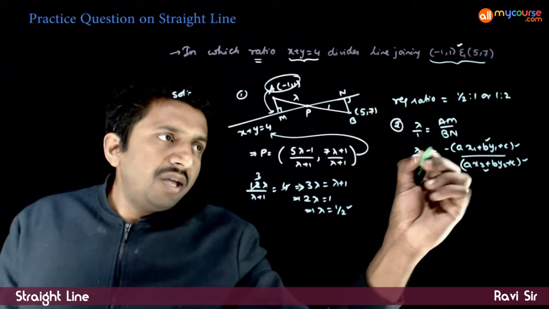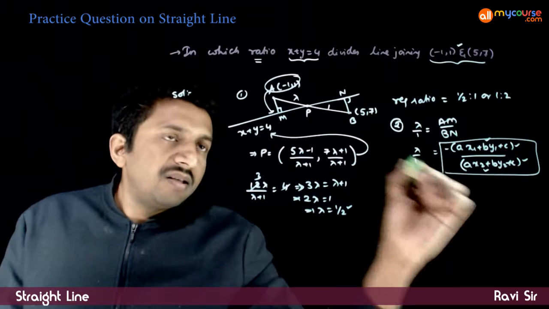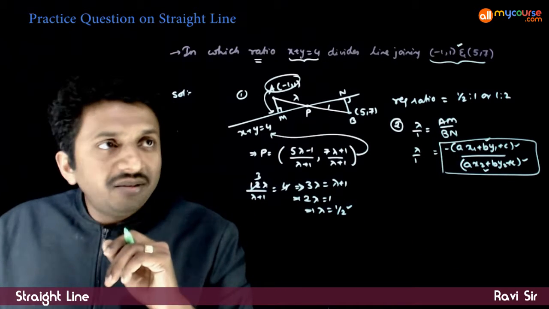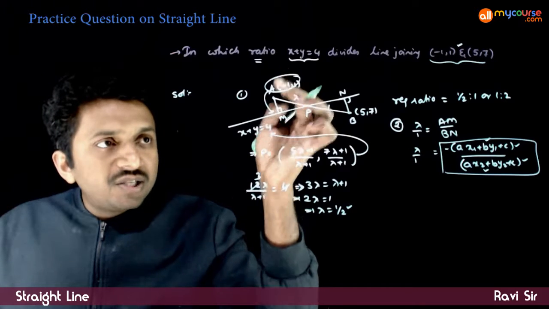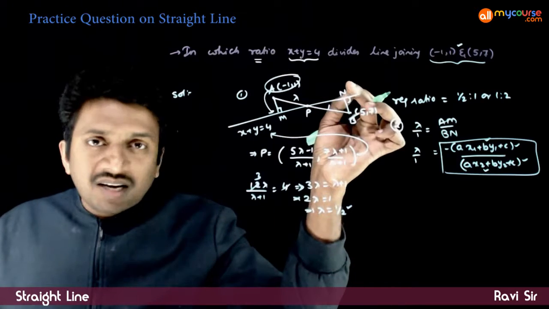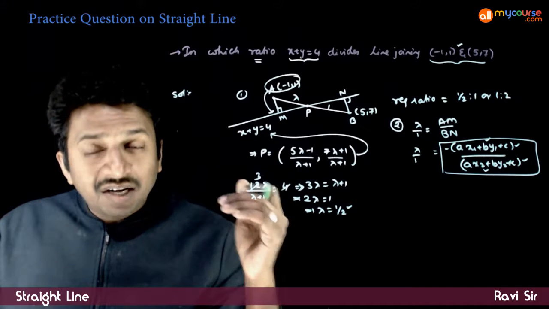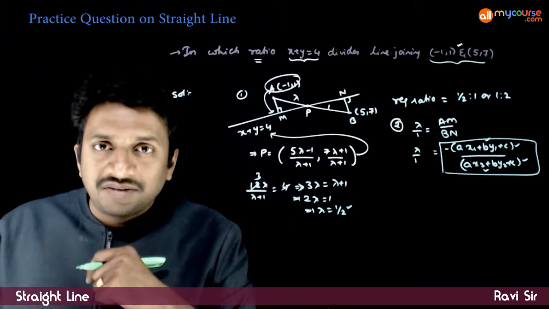So the ratio in which a line divides the join of 2 points is simply you substitute the first point on the line and then the second point on the line. Whatever numbers you get, the negative ratio of those two numbers is the answer.